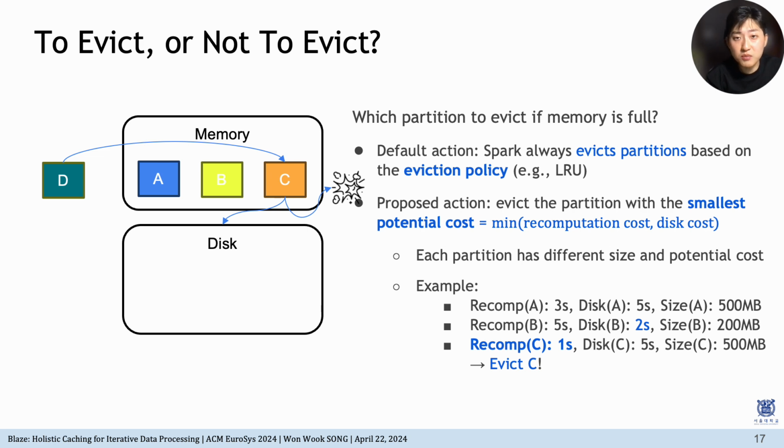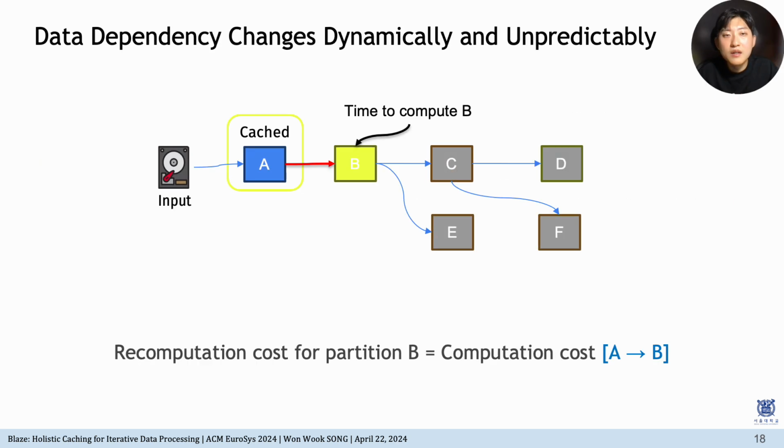So the consistent similarity here is that we aim to lay out and compare all of the disk I/O costs and the recomputation costs, and cache the partitions with the greater potential costs and evict the cheaper ones, which in our example is partition C, since it would be cheaper to recover C than the other partitions. As you can probably guess, keeping track of and estimating these potential costs is a crucial factor in our system design. In fact, this is not an easy task due to the dynamically changing data dependencies.